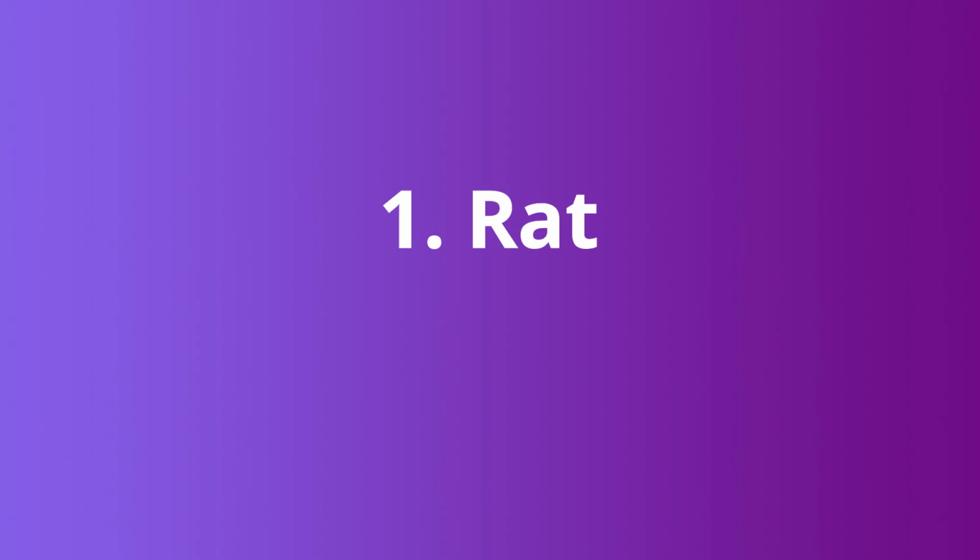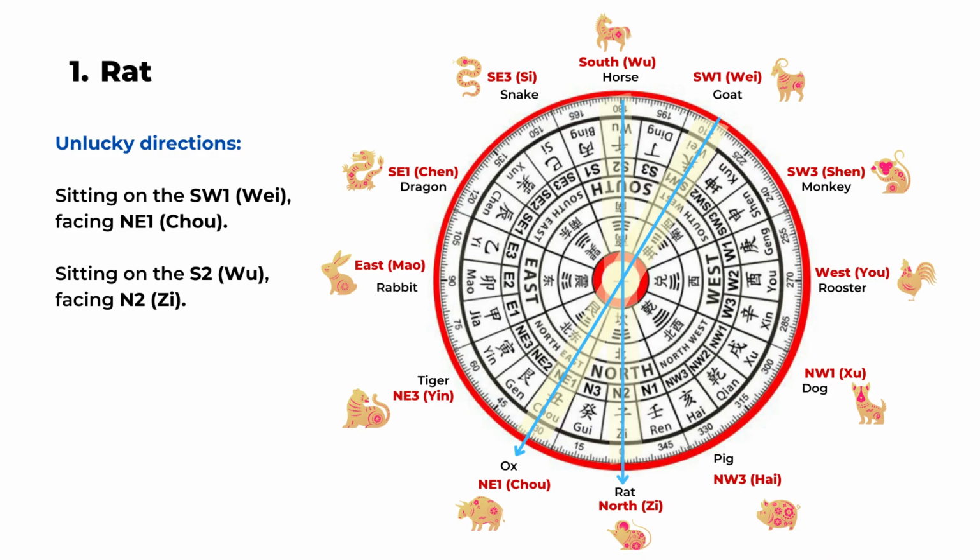The first one is the rat. The first unlucky direction is when the house is sitting on the southwest 1, or the Wei direction, and facing the northeast 1, the Chou direction. The second one is when the house is sitting on the south, the Wu direction, and facing the north, the Zi direction. So you can look at the chart here. The arrow direction is a facing direction, and opposite to that is a sitting direction.